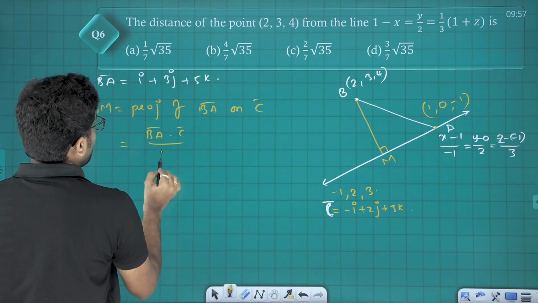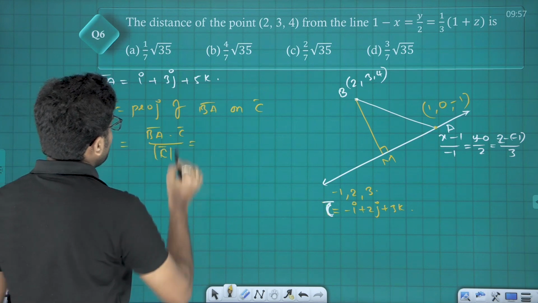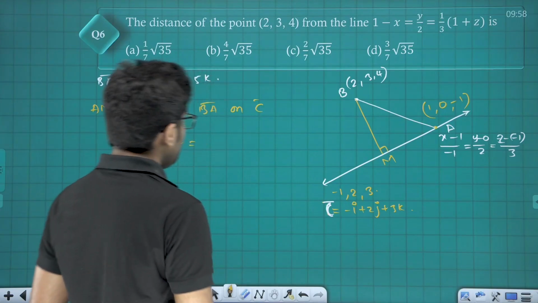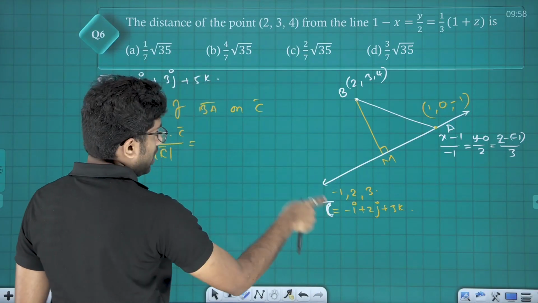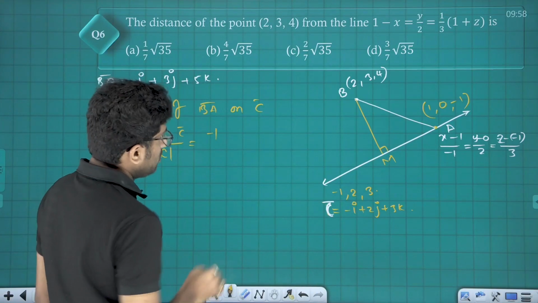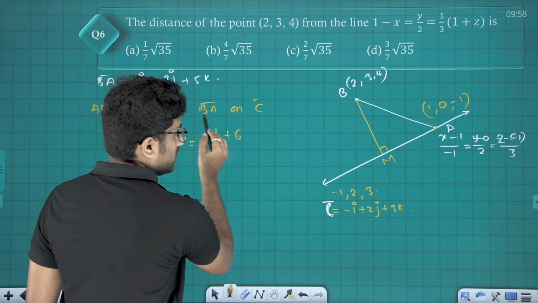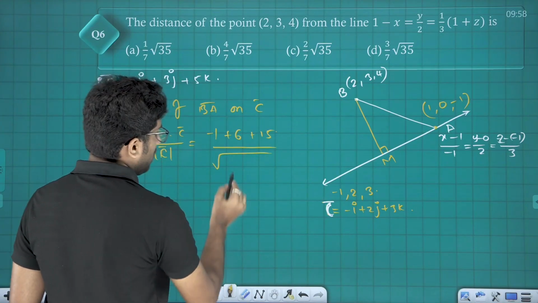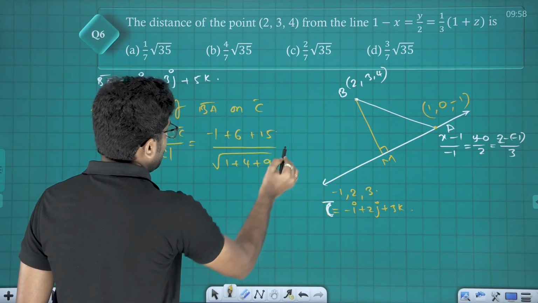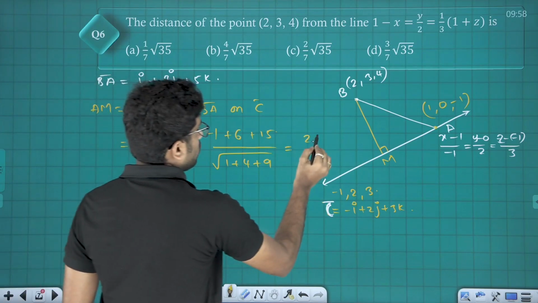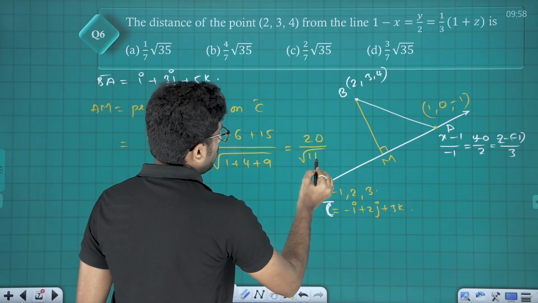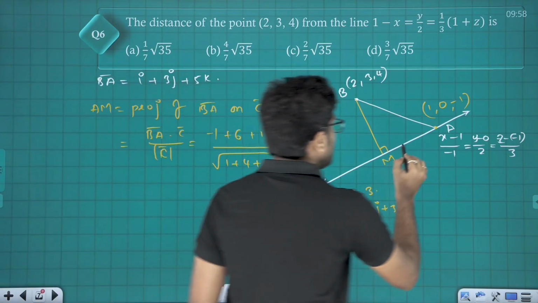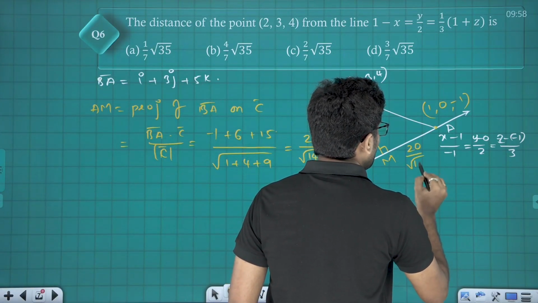Same story. So projection of BA bar on C bar is BA bar dot C bar by mod C bar. Now BA bar dot C bar, already you know C bar and BA bar: 1 into minus 1, minus 1, 3 2s are 6, 5 3s are 15. So divided by mod C bar, that is square root of 1 plus 4 plus 9. So 15 plus 5, that is 20 divided by root 14, friends.